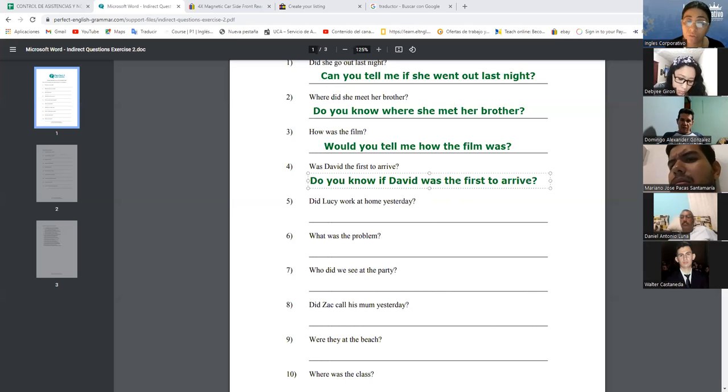Do you know if David was the first to arrive? Si le quitamos lo primero, decimos "David was the first to arrive". Pareciera una oración. All right. Walter, ¿cómo la tiene usted?